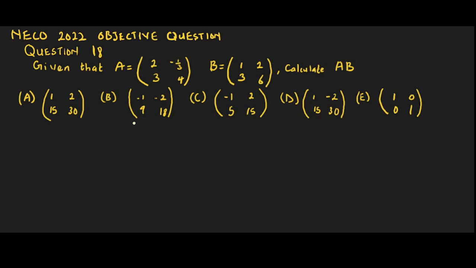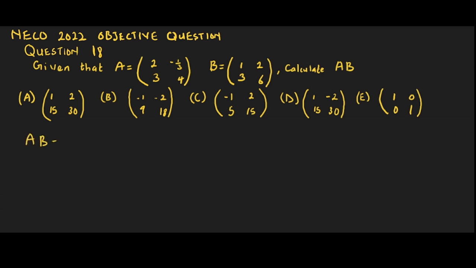Question 18. We have that given matrix A is equal to 2, minus 1 over 3, 3, 4. Matrix B is 1, 3, 2, 6. We should calculate AB, and these are the options. Now, this question is on matrices and they want us to calculate AB. That means A times B.